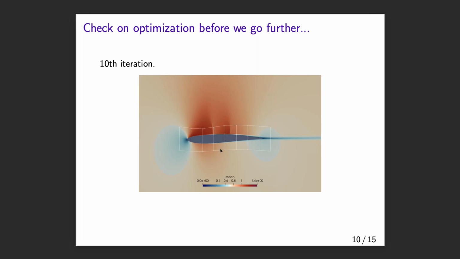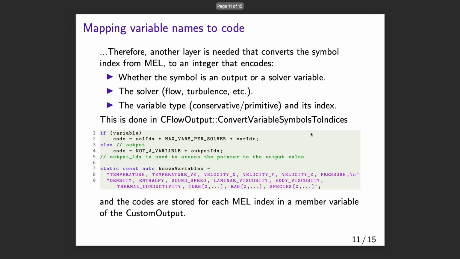Before we go any further, we can check live on how the optimization is going. And by the 10th iteration, we have 2 shocks instead of 1. So I think things are going pretty well.